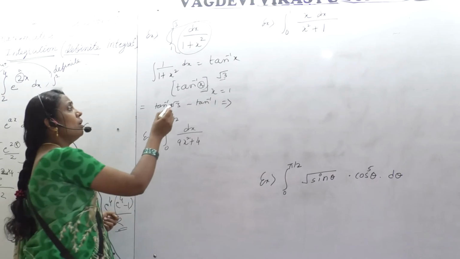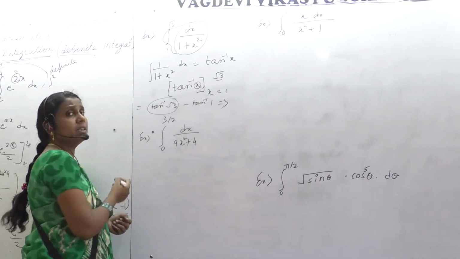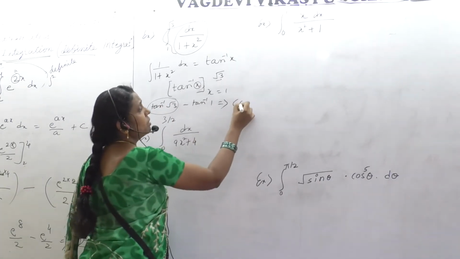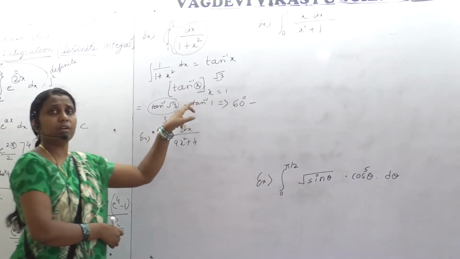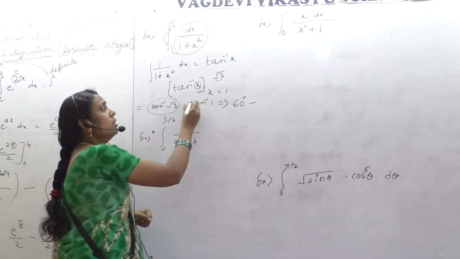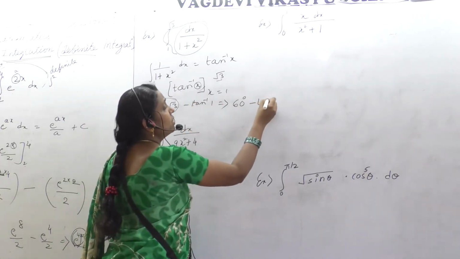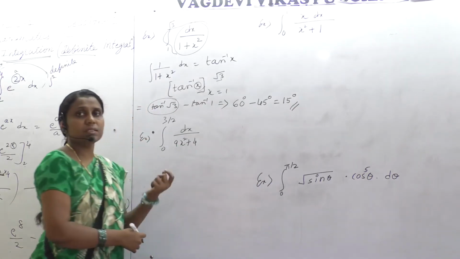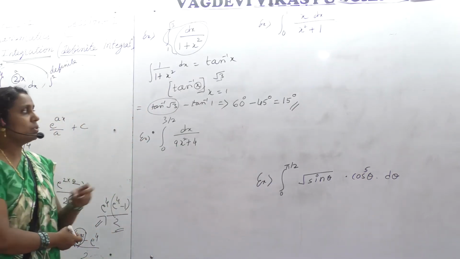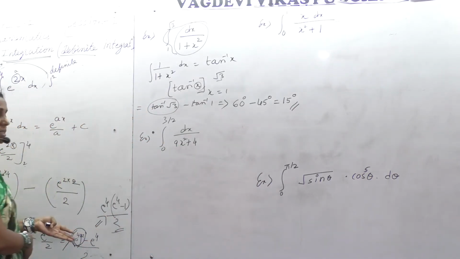For what value of theta will tan be root 3? 60 degree, no? Do you remember? Okay. For what value of theta will tan be 1? Is it 45 degree? So 60 degree minus 45 degree is equal to 15 degree is the answer.